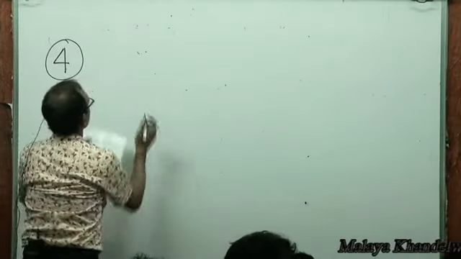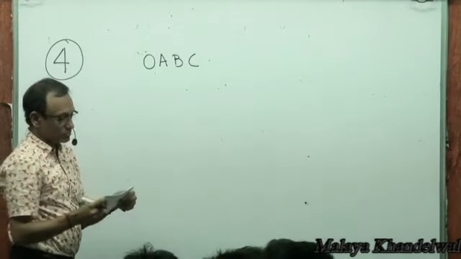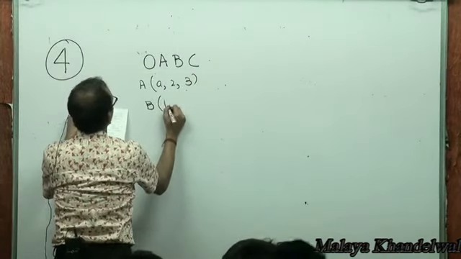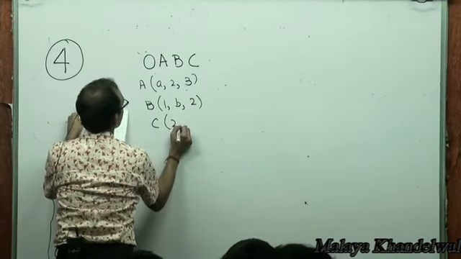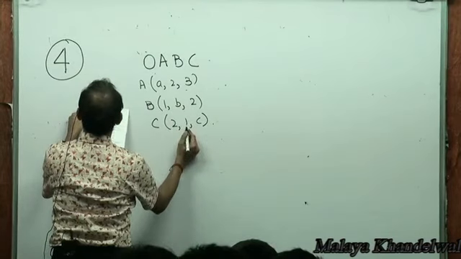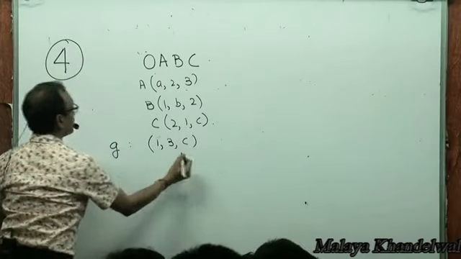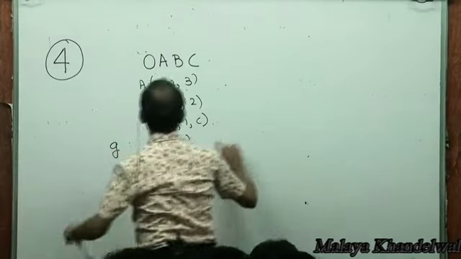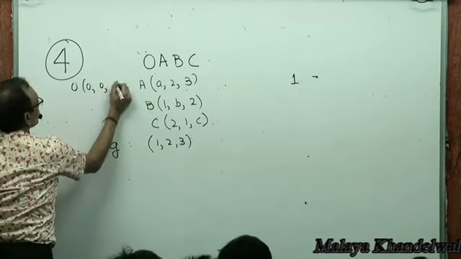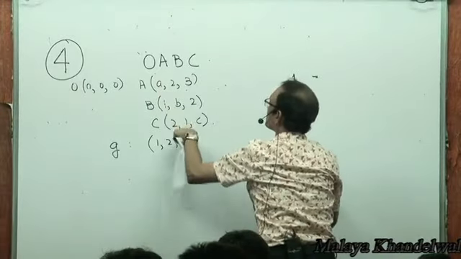Problem number 4. There is a tetrahedron OABC. ABC are points. The point A is (a, 2, 3). The point B is (1, b, 2). The point C is (2, 1, c). Oh, sorry, A, B, C are these points. The centroid of this tetrahedron, G, is (1, 2, 3). We need to find the value of a, b and c. Very simple, right? I told you a little while ago. The x coordinate of the centroid would be, O is the origin, (x1 plus x2 plus x3 plus x4) by 4. Yes or no? So that's (a plus 1 plus 2 plus 0) by 4.